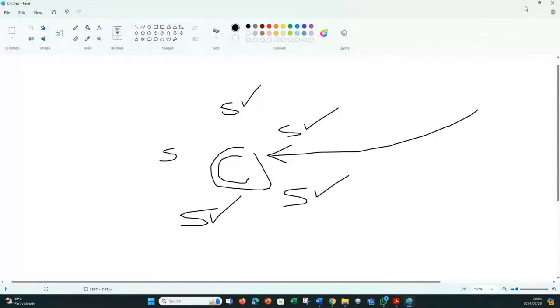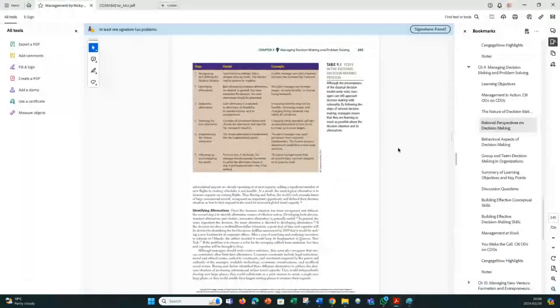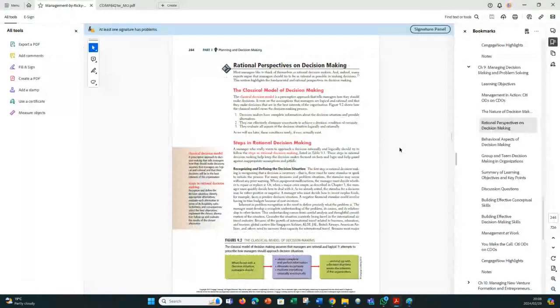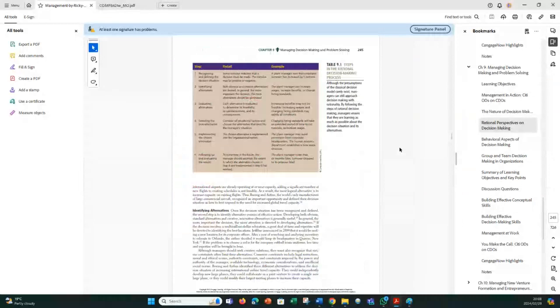So the first bit for me always, and if we go, where is that, the rational decision making? Yeah, it really is about isolating the cause from the symptoms. It's taking a step back and making sure that you know what you're taking your decision on. So the second phase is identifying alternatives.